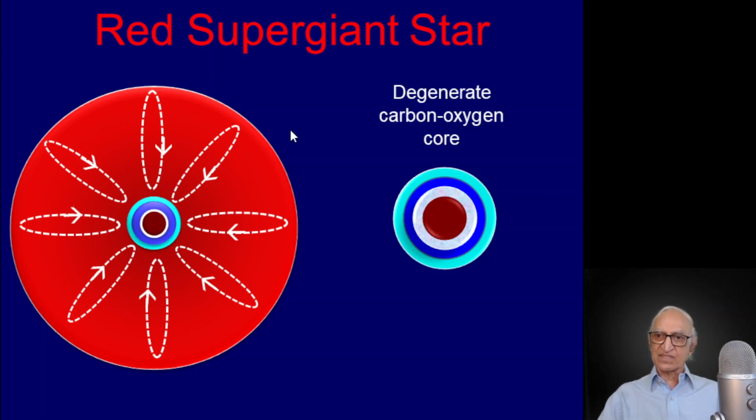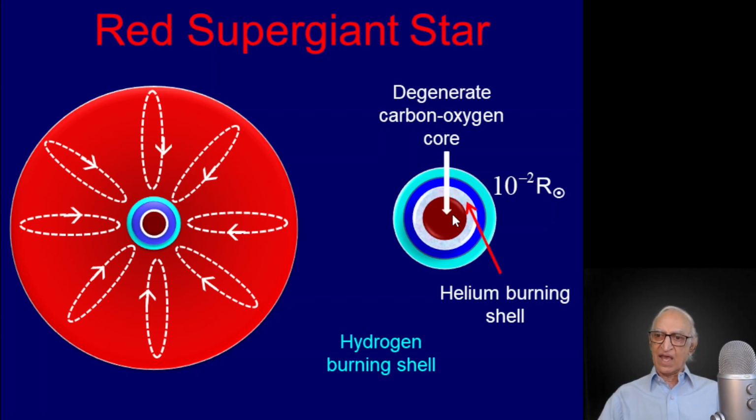So let's try to understand what it is. What we have right at the center is a degenerate carbon core with a little bit of oxygen mixed in it. Its radius is only the radius of the Earth now. Helium is burning just outside, and hydrogen is burning further out, and then you have the rest of the inert hydrogen, which is now a very, very large envelope.